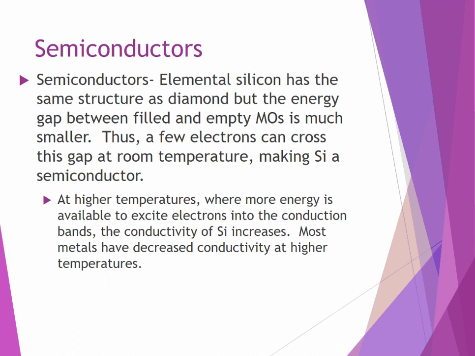Semiconductors: elemental silicon has the same structure as diamond, but the energy gap between filled and empty MOs is smaller. Thus, few electrons can cross the gap at room temperature, making silicon a semiconductor. So that energy gap in band theory that we were talking about is smaller for silicon than it is for carbon. At higher temperatures, where more energy is available to excite electrons into the conduction bands, the conductivity of silicon increases. Most metals have decreased conductivity at higher temperatures. This is why silicon is so special in computers.